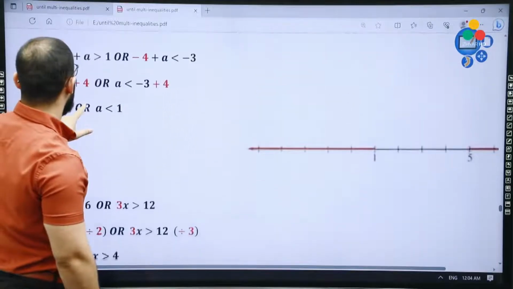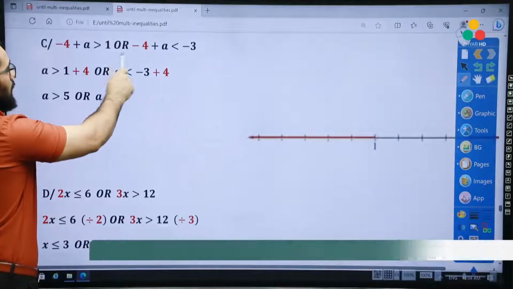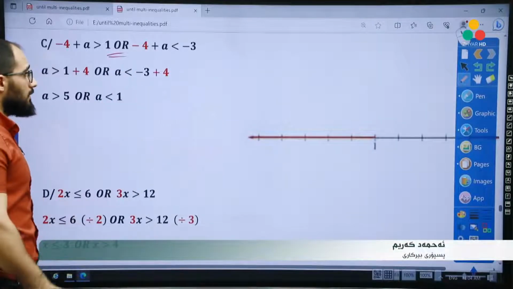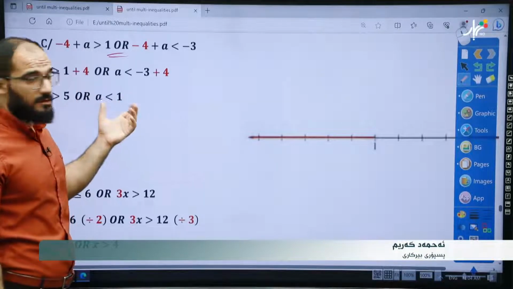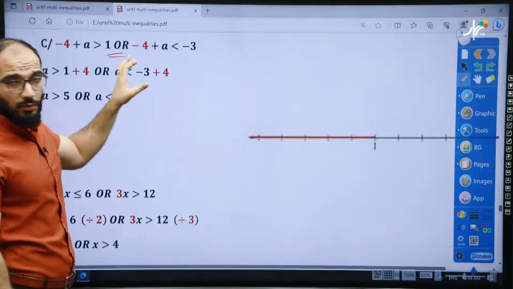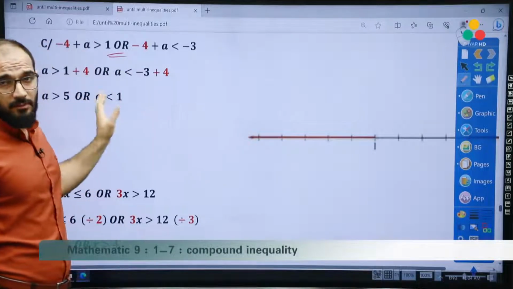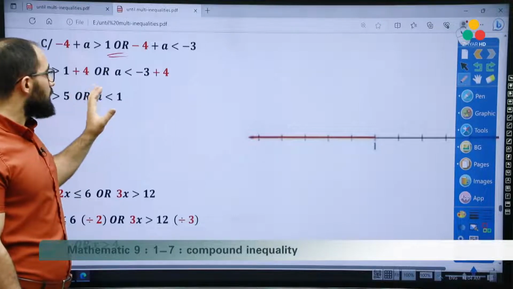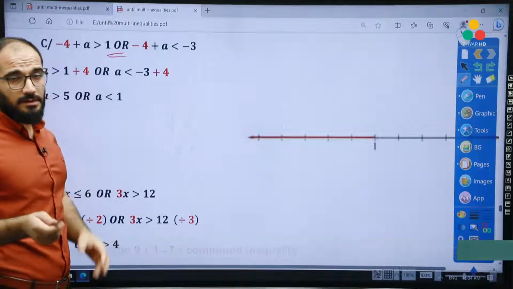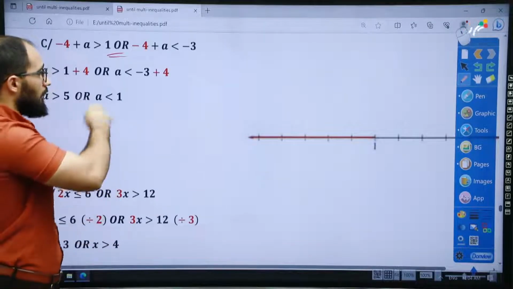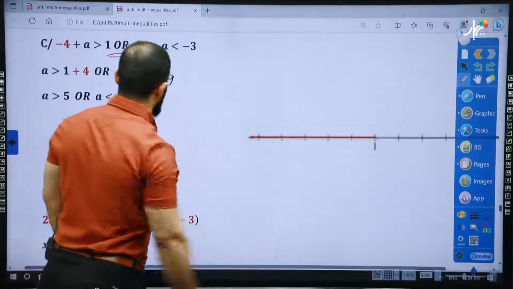And this time, we have an OR inequality. So students, you have to be careful: the only difference between AND and OR inequalities is the graph. The way we solve them is the same. There's no new way to solve OR inequalities. Maybe you think it's different, but it's not different. We have only one way to solve all the examples. The only difference between them is the graph.